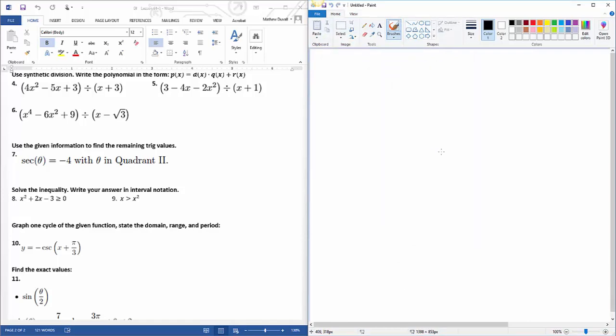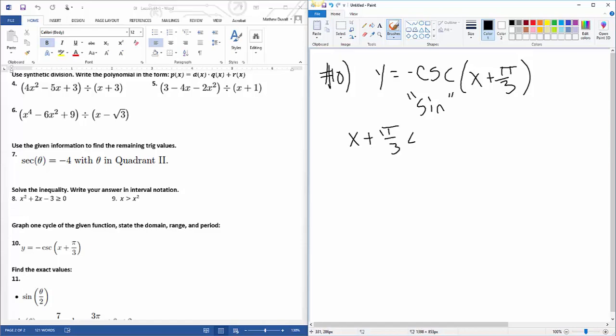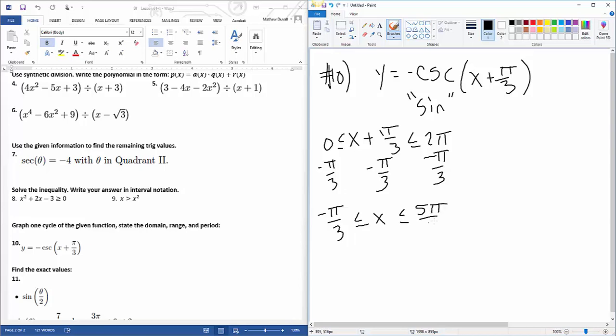It says graph one cycle. So y equals negative cosecant of x plus pi thirds. So we're going to relate this to sine. So x plus pi thirds, you put that between 0 and 2 pi. You would subtract pi thirds. And so you get negative pi thirds is less than or equal to x, which is less than or equal to 5 pi thirds. Draw your box thing.